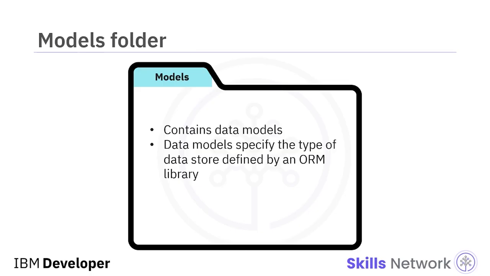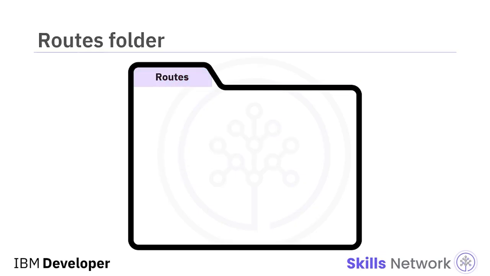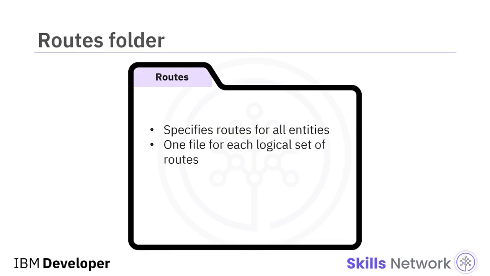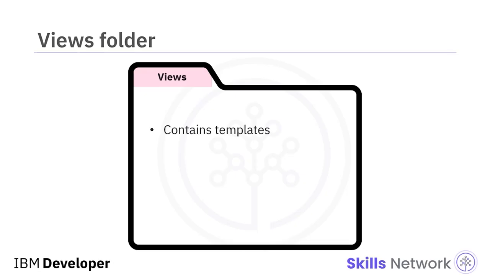mapping or ORM library. The routes folder is used to specify all of the routes for the different entities in different files. It should have one file for each logical set of routes, such as one file for one type of resource. The views folder contains template files.